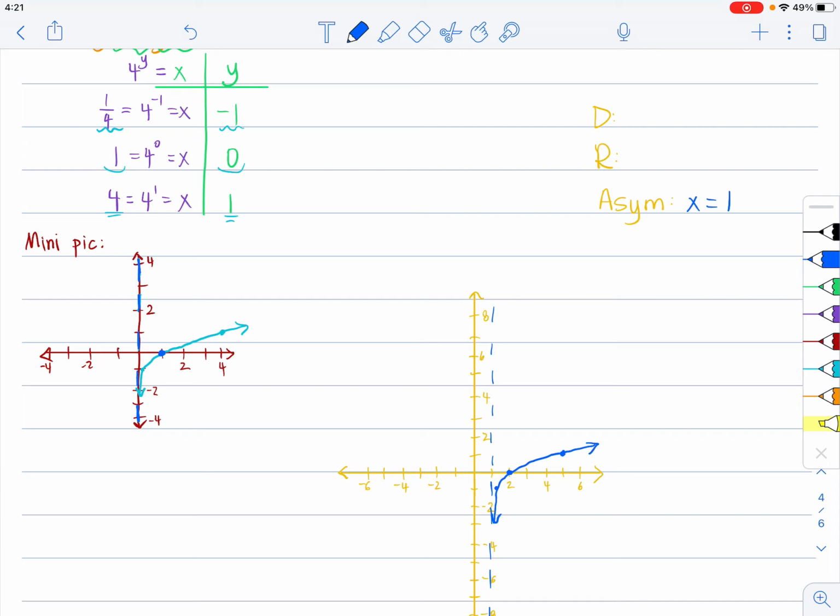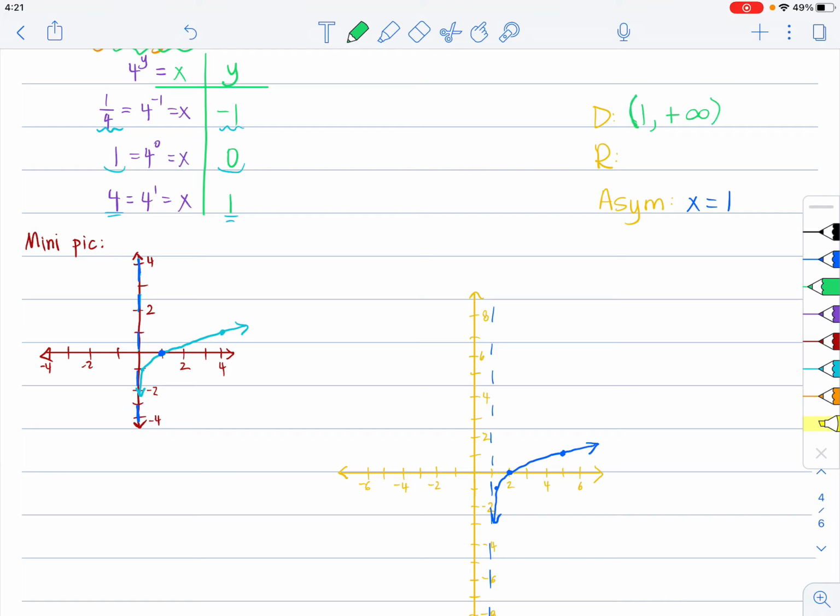And what is my domain here? What x values can I hit with this graph? I can hit from 1 to positive infinity. I do not get to hit 1. He is a vertical asymptote, a restriction on my domain, so he gets a parenthesis. Infinities always get a parenthesis.